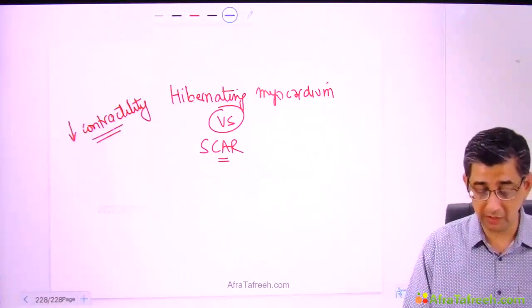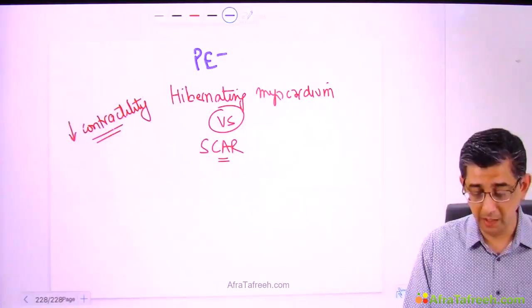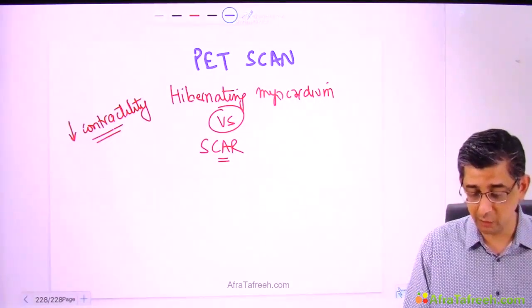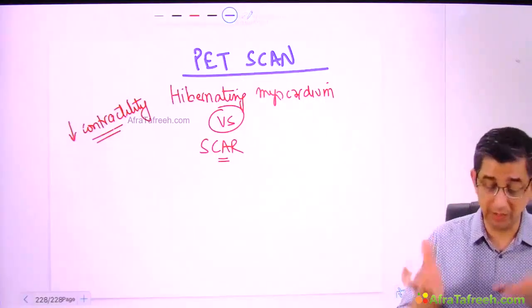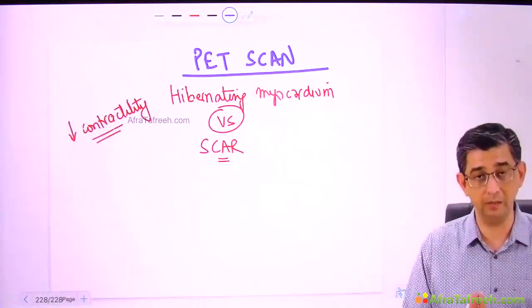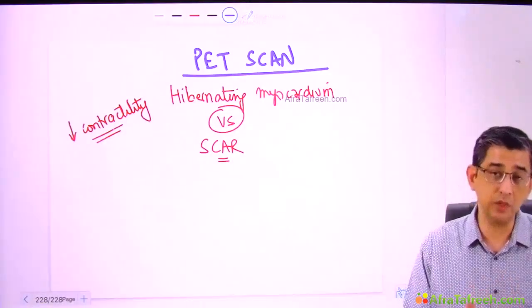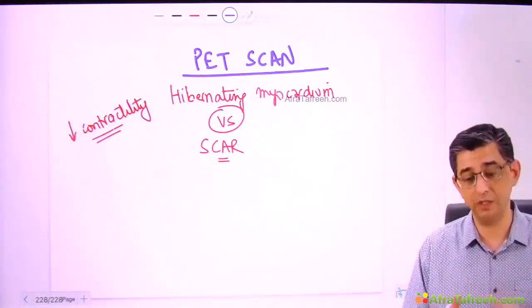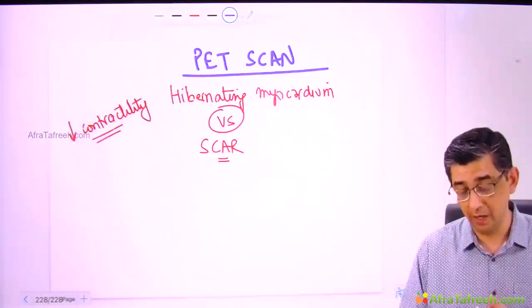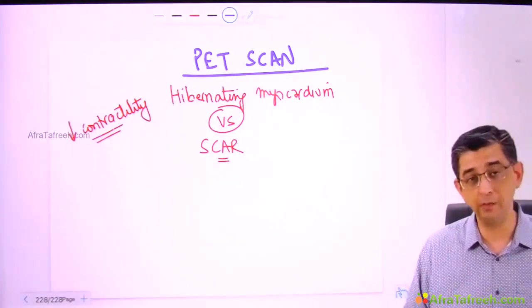So we have another investigation available, that is a PET scan. You see, the logic is in PET scan we are using radioactive glucose. Scar will not have any glucose uptake because it is dead tissue, but hibernating myocardium, it will obviously have some sugar uptake. It will be lesser. It will not be normal. It will be lesser because obviously there's blockages in the coronary artery. But when it comes to a scar, the scar will have absolutely no uptake.